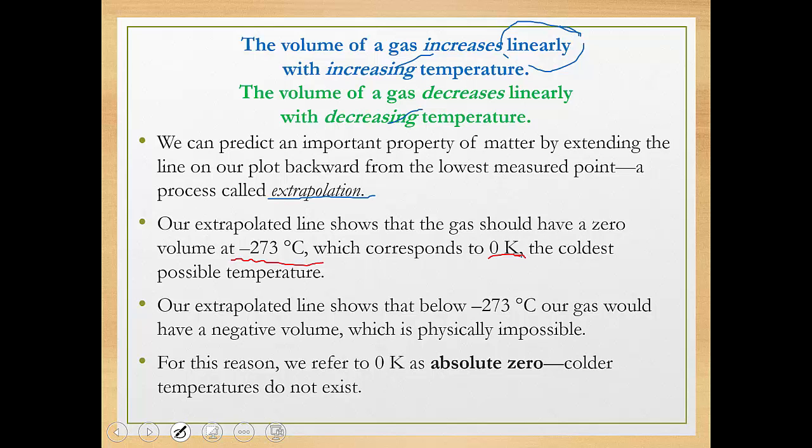Now, our extrapolated line shows that below negative 273 degrees Celsius, the gas would have a negative volume. And that's just not possible. You can't have a negative volume. You can have a zero volume, but not a negative volume. So for that reason, 0 Kelvin is absolute zero. That's the coldest temperature that can possibly exist.